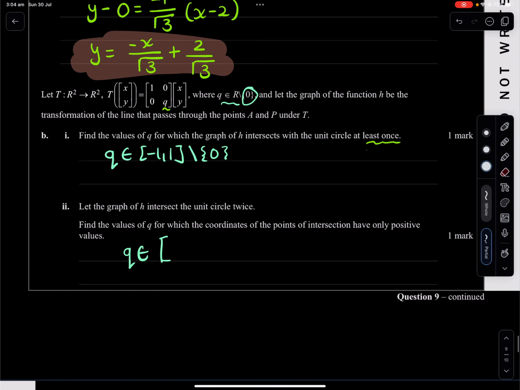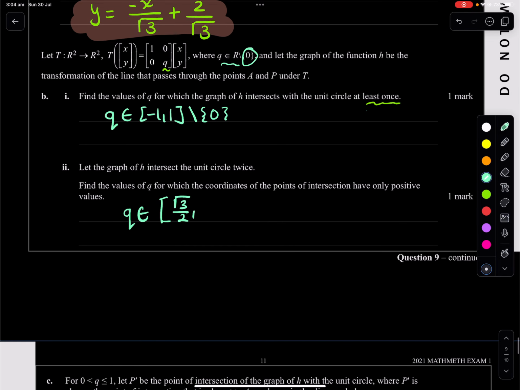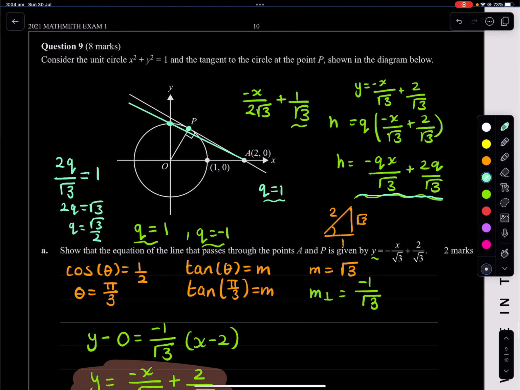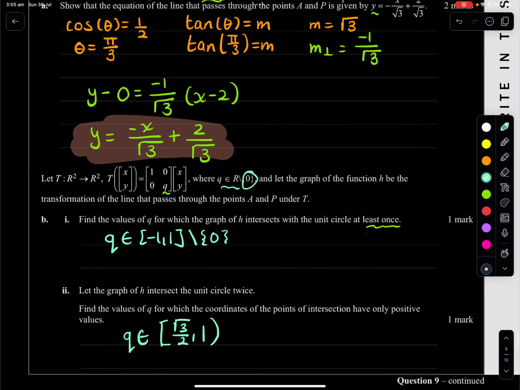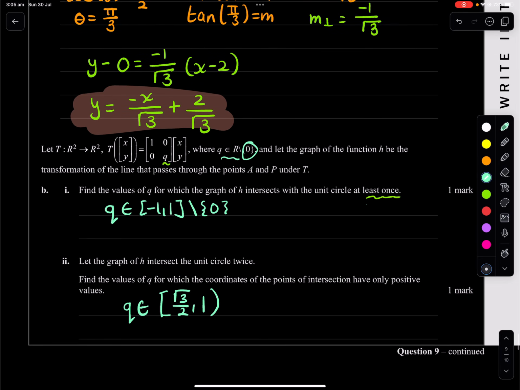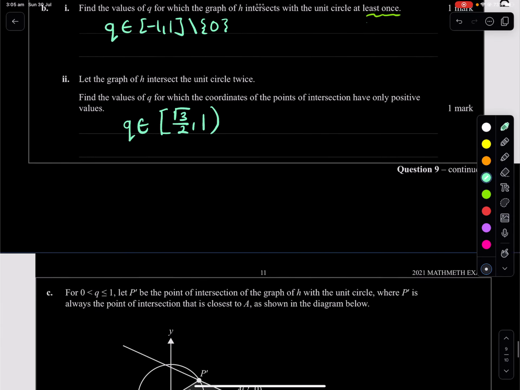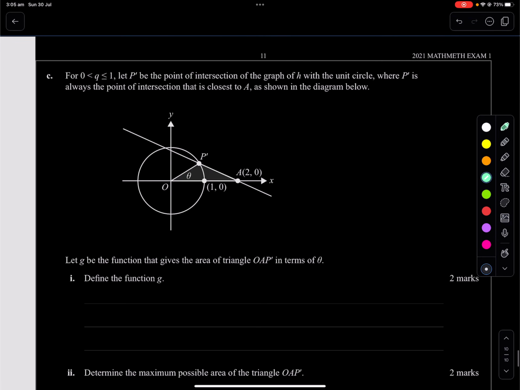root 3 over 2 and 1, not including 1. Is that right? Including no 1. Okay, so we get 2 intersections at that point, and below that we'll get all values. Okay. Yep. I'm not too sure, this is hard. This question over here, is this the last? Okay, perfect, this is the last. Let's finish this off. And yeah, so q is between 0 and 1.